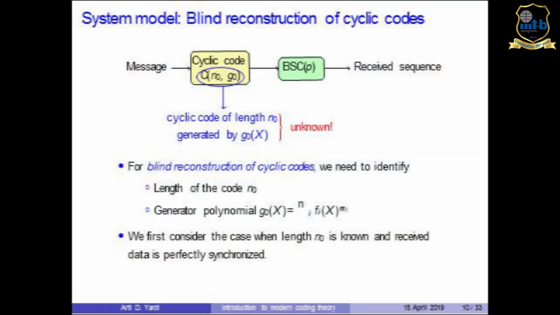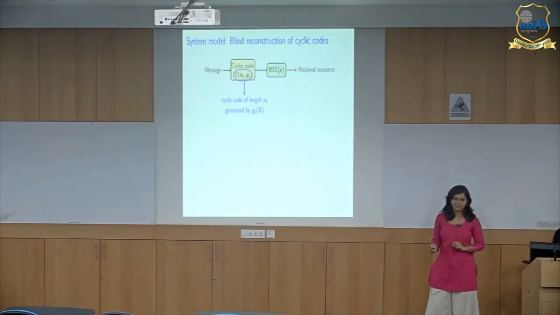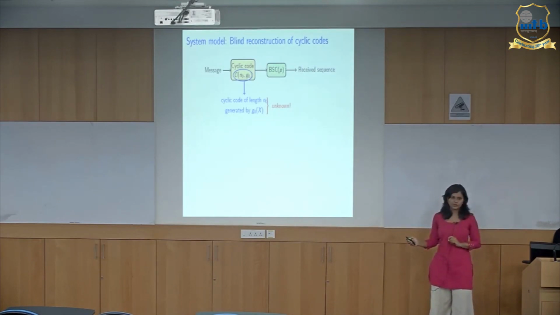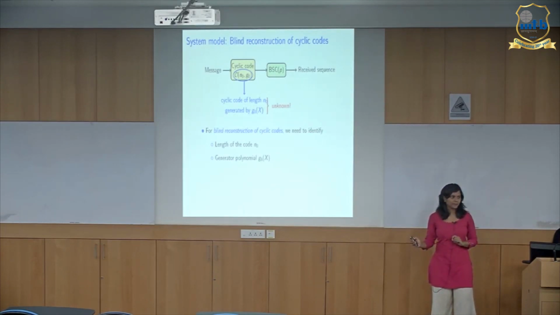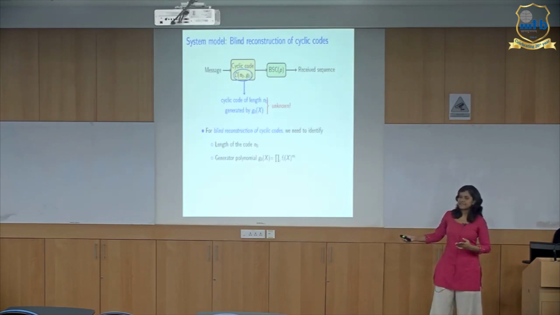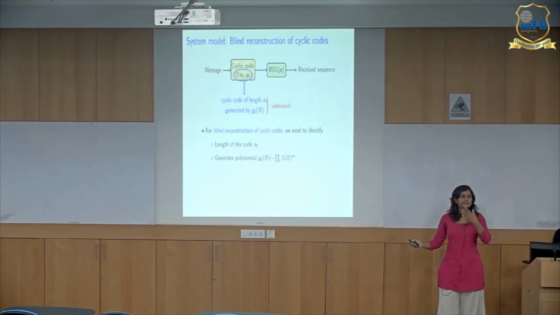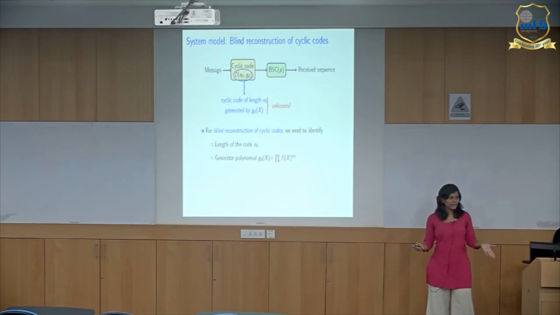We come back to our problem of blind reconstruction of cyclic codes. Here C(N0, G0) denotes a cyclic code of length N0 and generator polynomial G of x. Noise is introduced by a BSC of crossover probability P, and we receive the sequence. Now note that, like you said, these parameters are not known to us, and for the blind reconstruction problem, we need to precisely identify these two parameters. Again, we can factorize this generator polynomial as the product of some irreducible polynomials f_i of x raised to their multiplicities. For blind reconstruction, we need to identify these irreducible factors as well as their multiplicities.